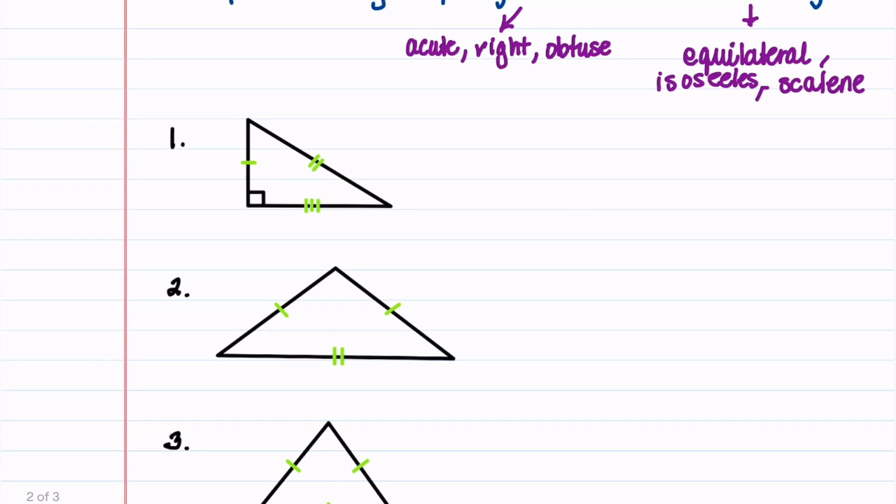Our first triangle has an angle of 90 degrees, which we'll indicate in red, and it has all three sides of different length. So we would classify this triangle as a right triangle, and because each side has a different length, it would be a scalene.